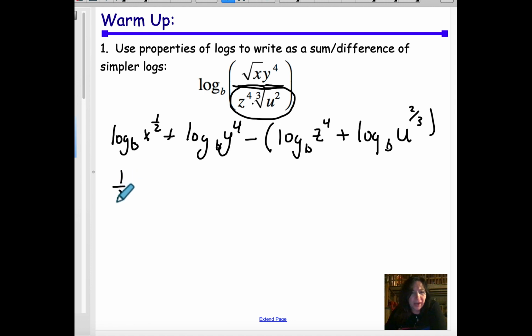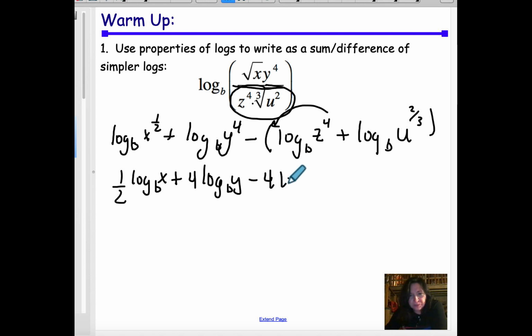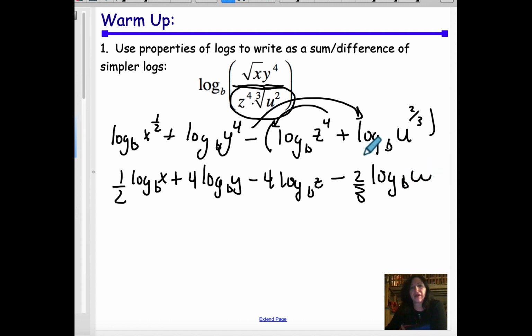So that's going to be 1/2 log base b of x plus 4 log base b of y minus 4, that's going to be a 4 out front here. So hold on one second. So this 4 will go out to the front. So minus 4 log base b of z, and then minus, because this negative sign also distributes, 2/3 log base b of u. Okay, that's my answer.